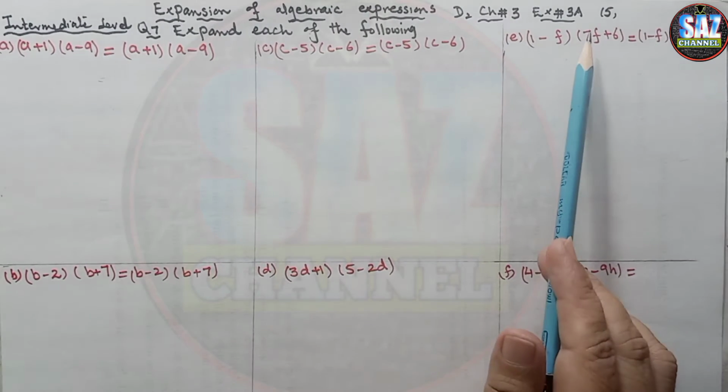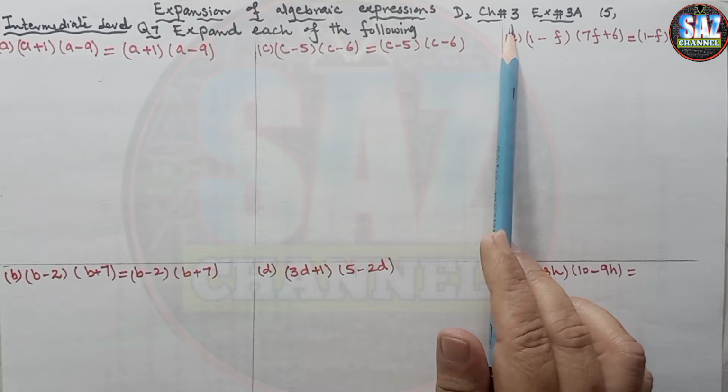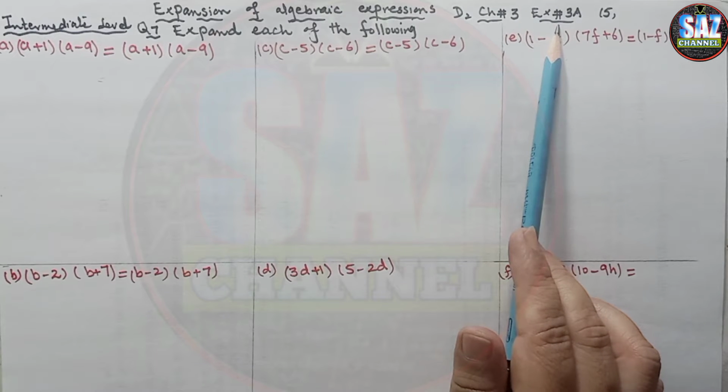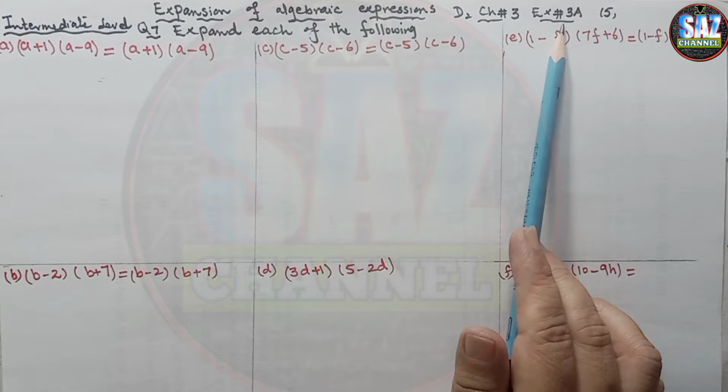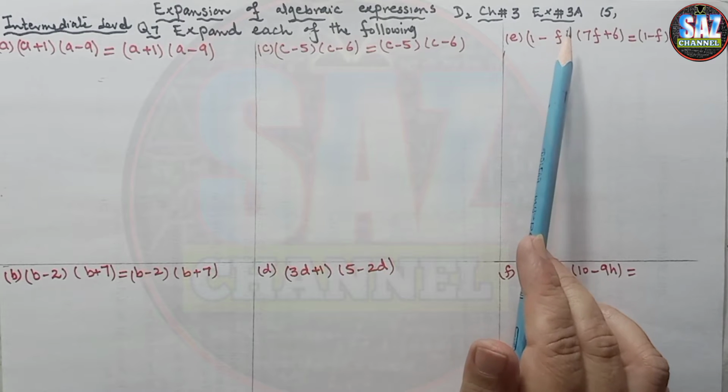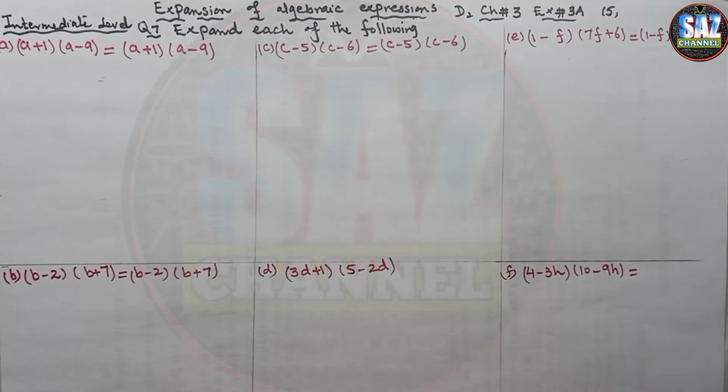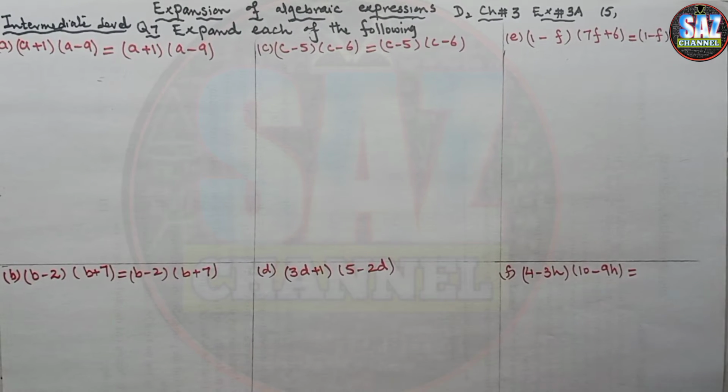This is my fifth lesson of D2, chapter number 3, exercise 3A, about expansion of algebraic expressions. Now, what are algebraic expressions, how do we expand them, and what are the rules of integers? You should have a good command of all these answers because these questions are really important for understanding this lesson.